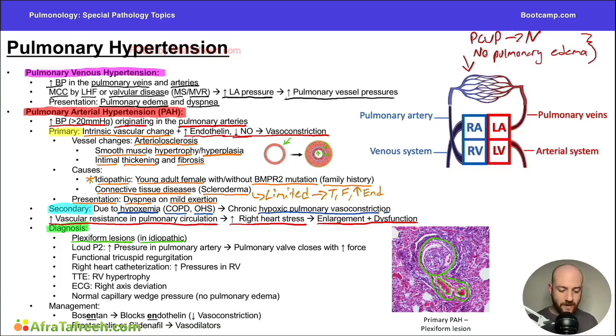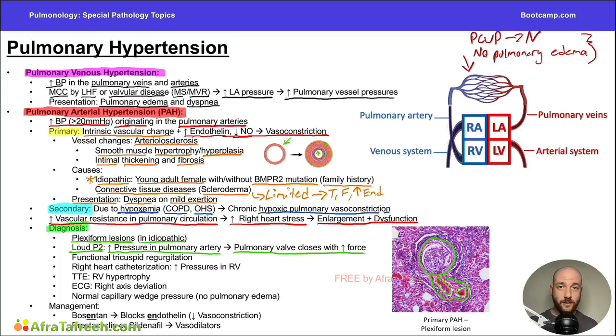So next, a classic finding is a loud P2, and this makes sense because there's going to be high pressure in the pulmonary arteries, and so as a result, when the pulmonary valve closes, it's going to close with very high force. Just taking a look at this diagram here, the pulmonary valve is located between the right ventricle and the pulmonary artery. And if there's really high pressure in the pulmonary artery, then when the right ventricle pumps blood during systole, afterwards, that high pressure is going to be transmitted backwards and close this valve with really high force. And that high force closure is going to be heard as a loud P2.